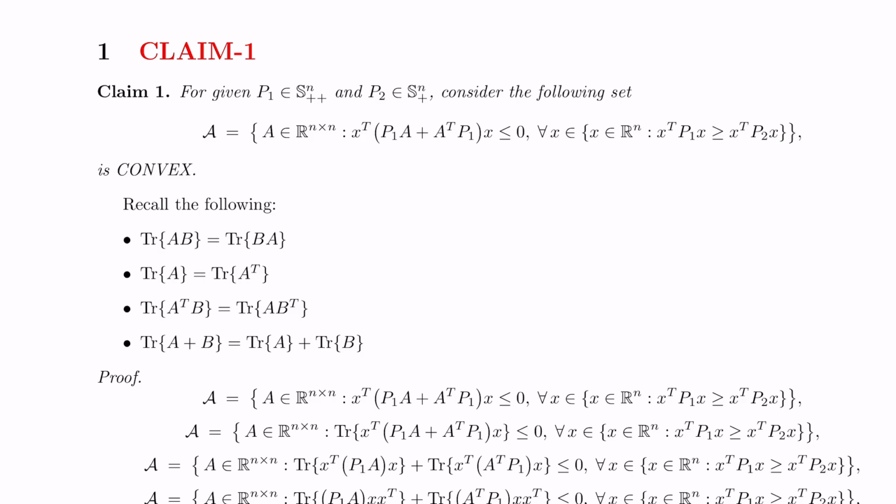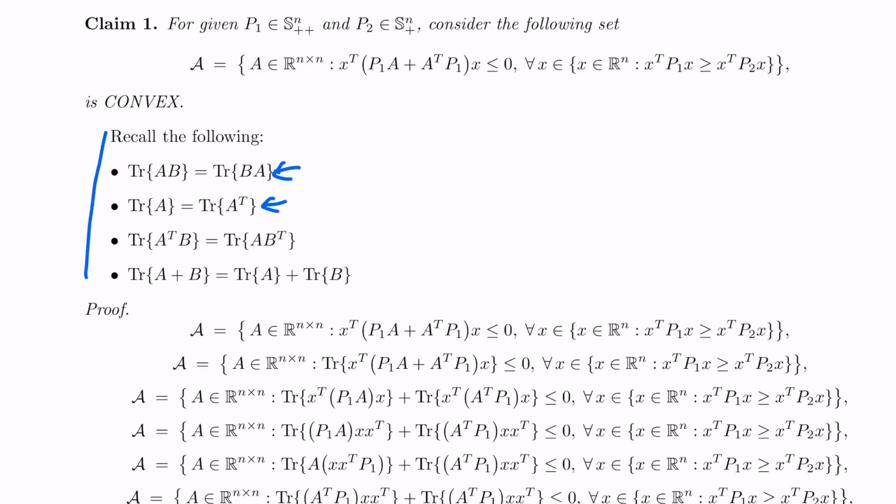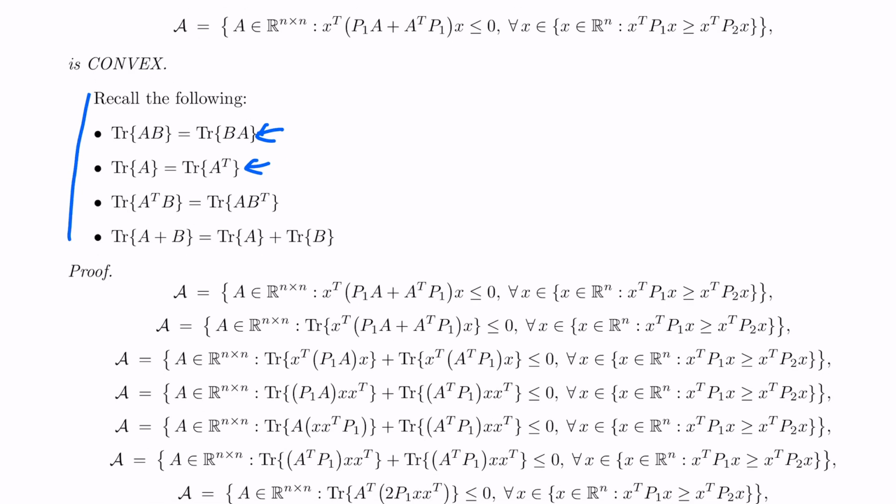So this claim states that this set is convex, and anytime we say convex, we also need to say convex with respect to what? With respect to the A matrix, rather the entries of the A matrix. We will be using these trace properties, for example the cyclic property, and that a transpose doesn't change the trace. This requires 2-3 steps to figure out, and then this is also kind of a common sense property.